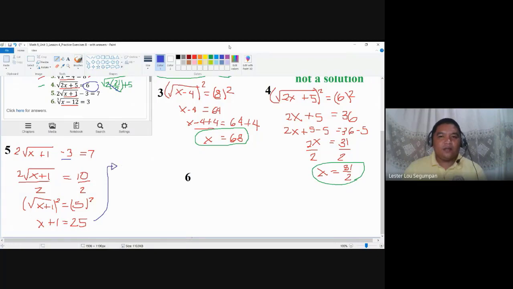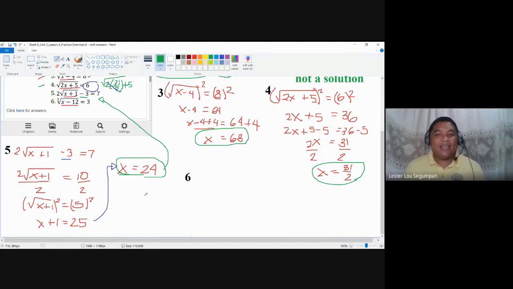Moving it up here, you can subtract both sides by 1, sorry. So you have x is equal to 25 minus 1, 24. Okay, so the value for x is 24. But before deciding whether it's a solution or not, check it using the given equation. So you have 24 plus 1 is 25. Square root of 25 is 5. But since the process here is multiplication, 2 times 5, we have 10. And then we have minus 3, you have 7. Therefore, this is a solution.